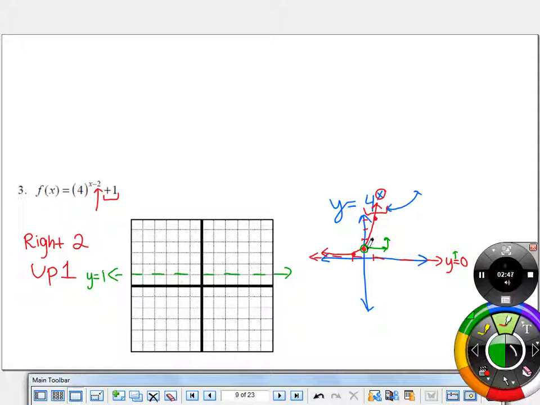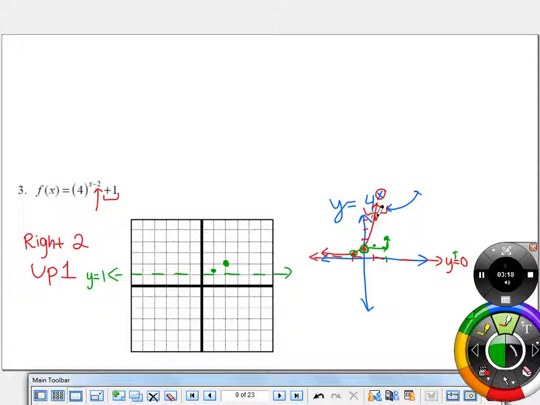And then this point that was at 0, 1 is now going to move 2 units to the right, so it's going to be at 2, and it's going to move up 1, so it's going to be at 2, 2. And this point here that was at negative 1, 1/4 is going to move 2 units to the right, so it's going to be at positive 1, and it's going to move 1 unit up, so it's going to be at 1 and 1/4. So positive 1, 1 and 1/4.